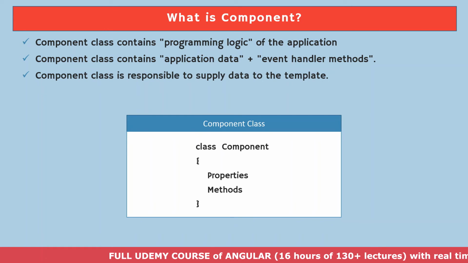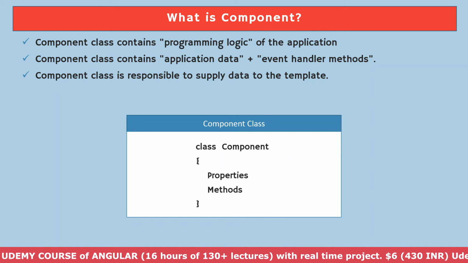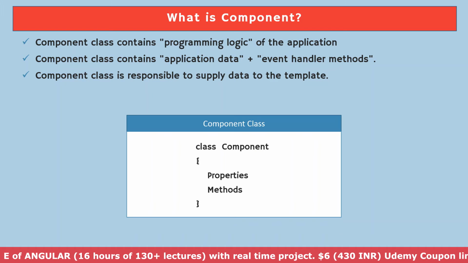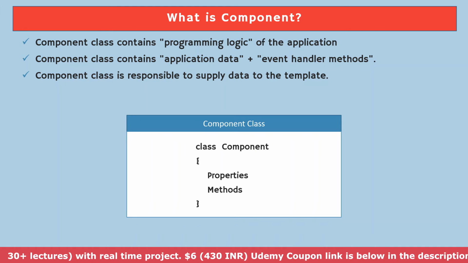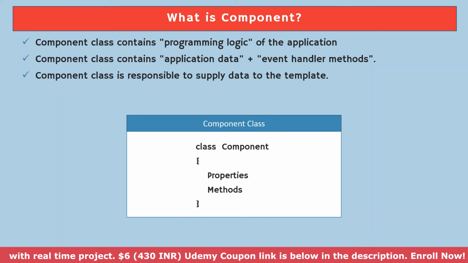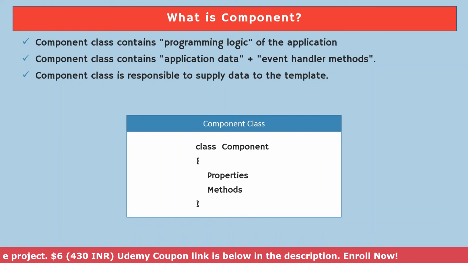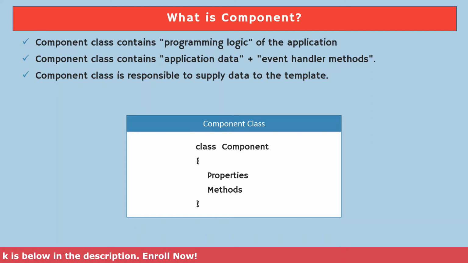Every component is associated to a template. In other words, one component has only one template. Template contains design logic, that is HTML logic. Template can access all the properties and event handler methods of the corresponding component. For example, the text box binds to person name property of the component. The button binds to onButtonClick method of the component.